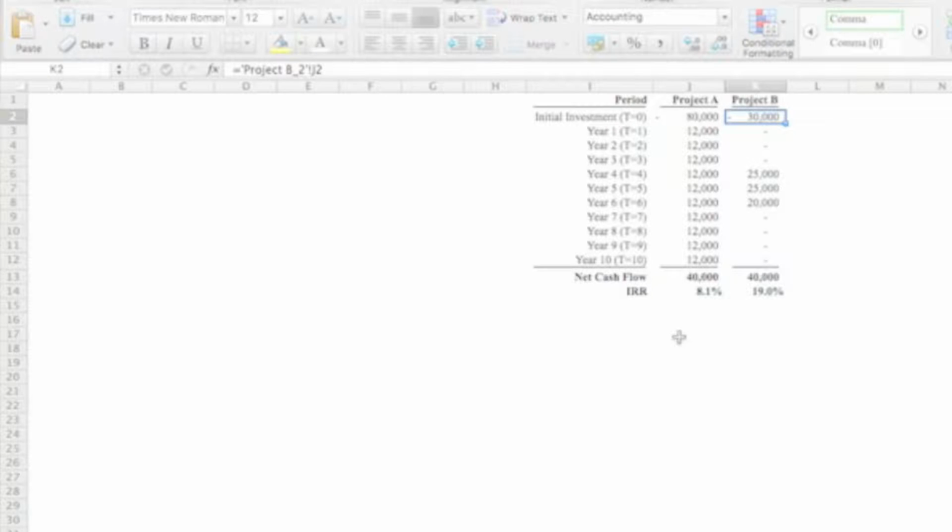Now, of course, there are a lot of different factors that go into whether or not a company should invest in projects. So it's worthwhile looking at other metrics like net present value or payback period. So investigate those methods further. But that's it for today. We would say that Project B is likely the better project using the IRR method.